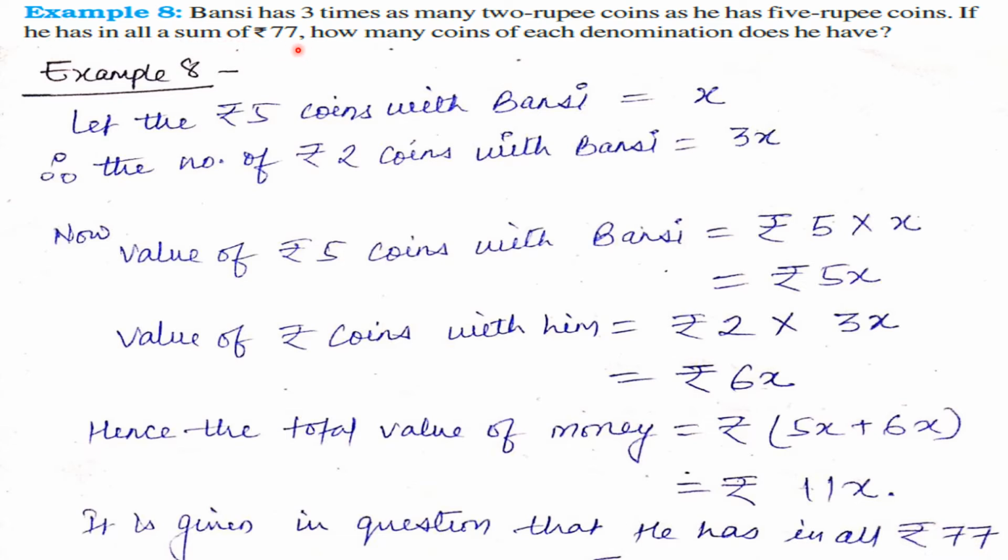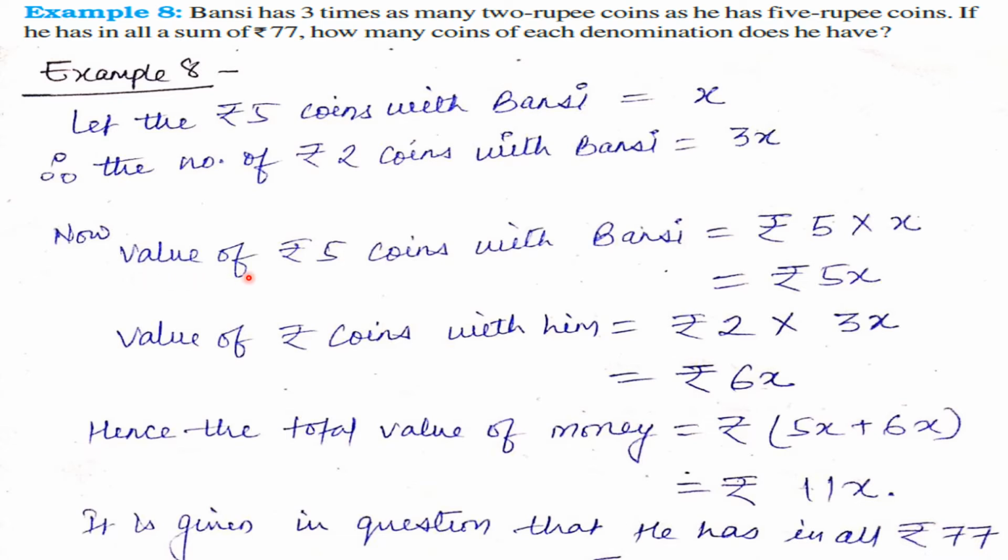So suppose you have 5 notes of rupees 50. Then what is the value of money you are having? Very easy. 5 into 50, that is how much? 250 rupees. Yes. In a similar way, first we have assumed the number of coins of rupees 5 as x and number of coins of rupees 2 as 3x. Now we will find their value.